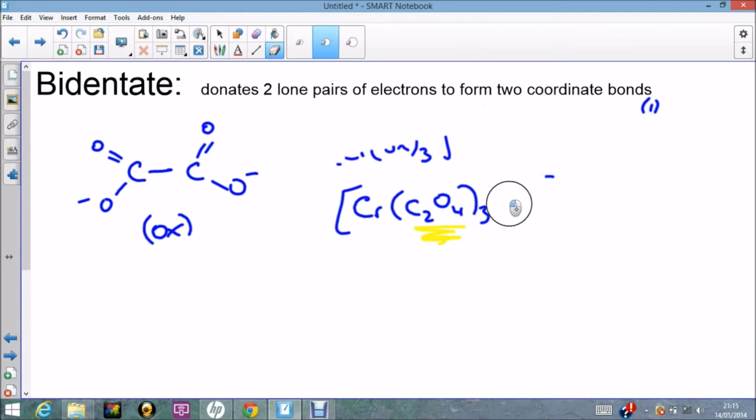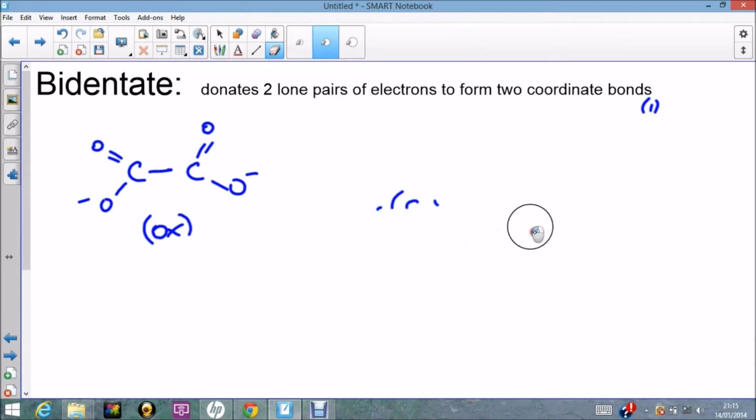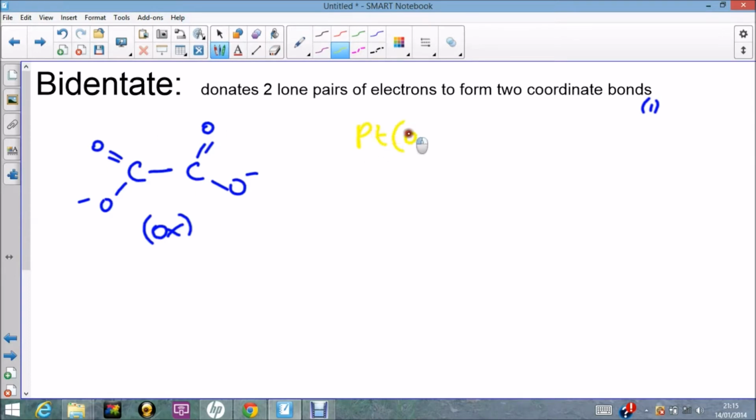If we get on to drawing, what I want you to do is to start by drawing a complex that would be square planar with this ligand. So let's do Pt(ox)2, and let's make that uncharged because we'll have the platinum in a +4 oxidation state. So pause the video now. We're going to draw a square planar complex involving 2 ox ligands with platinum.